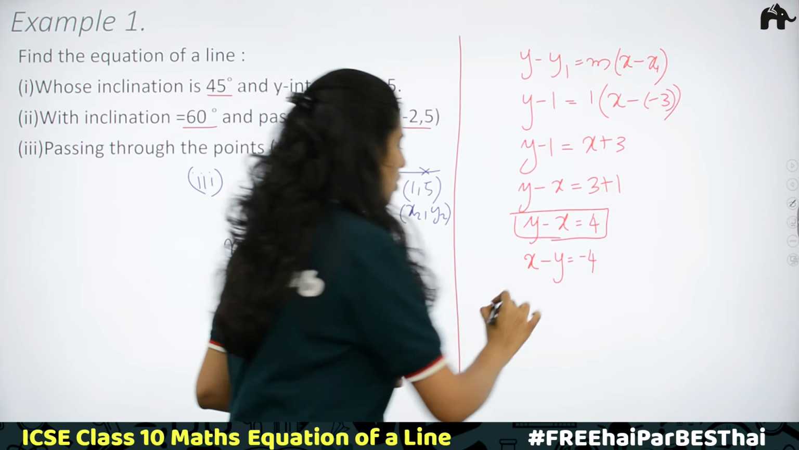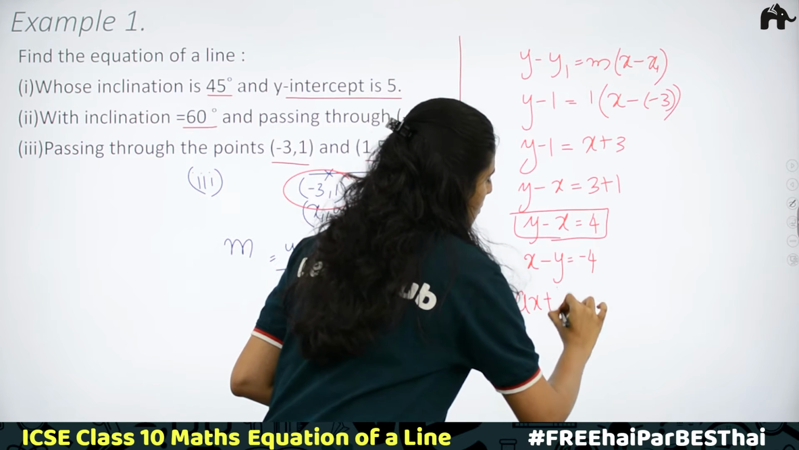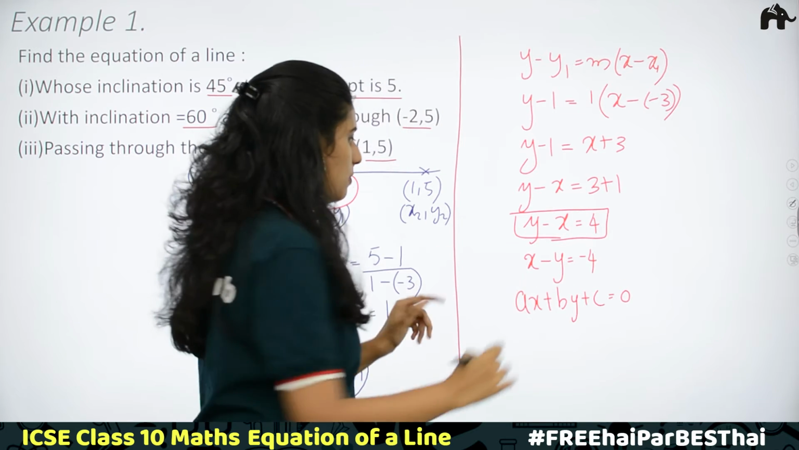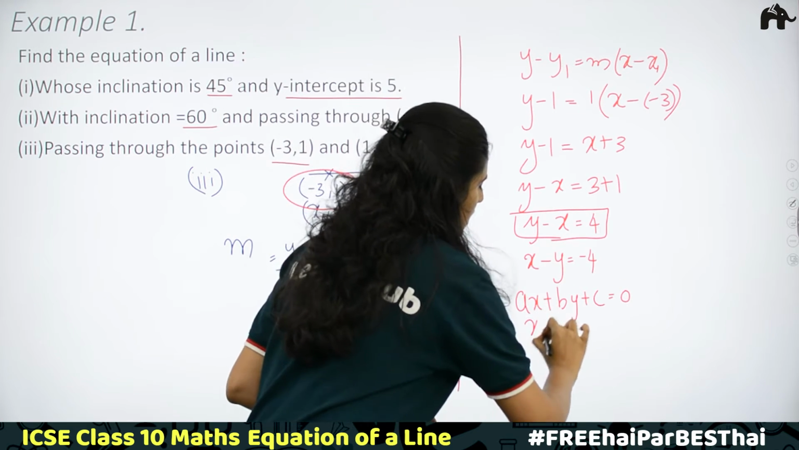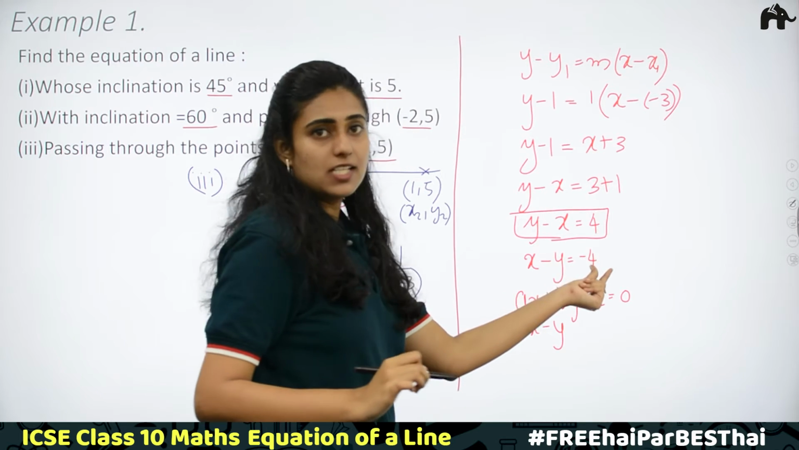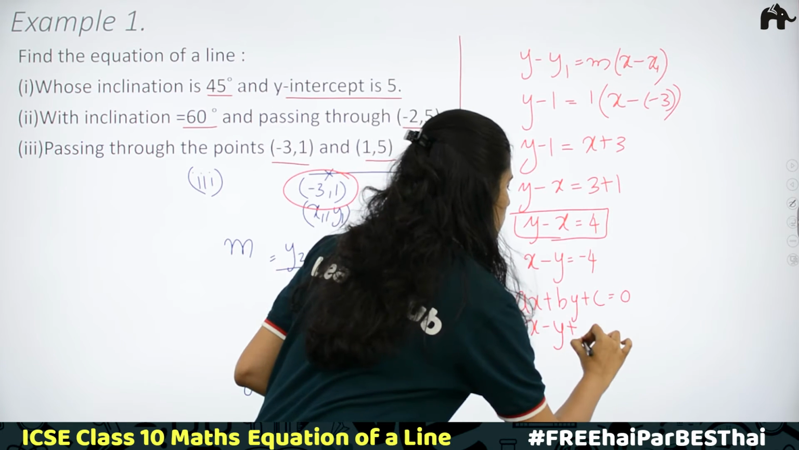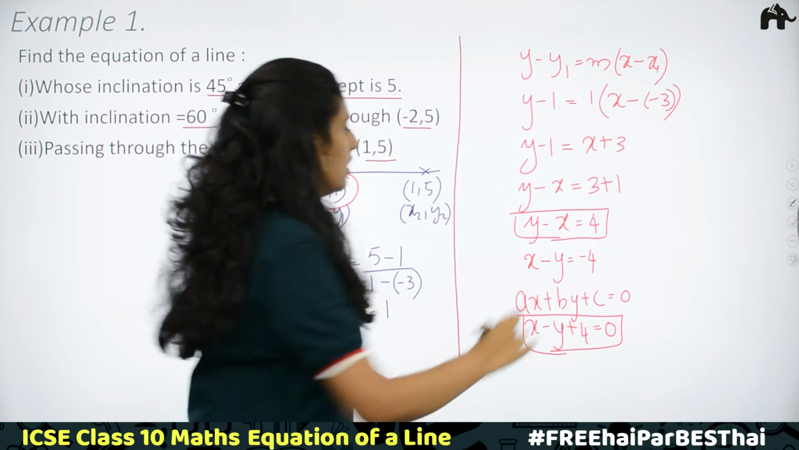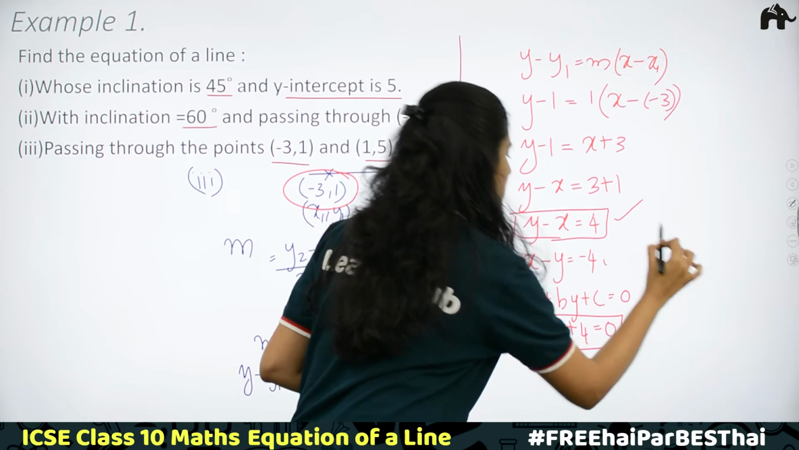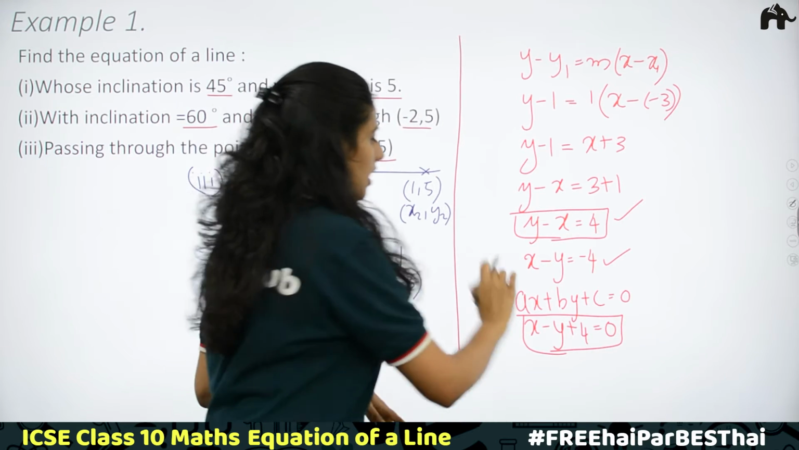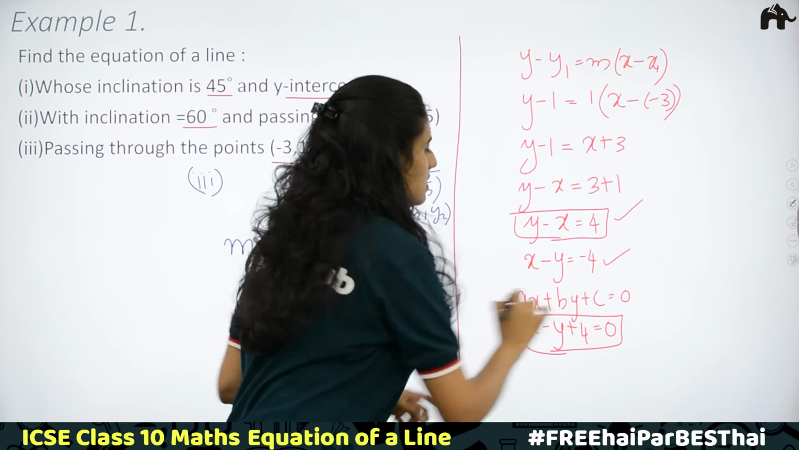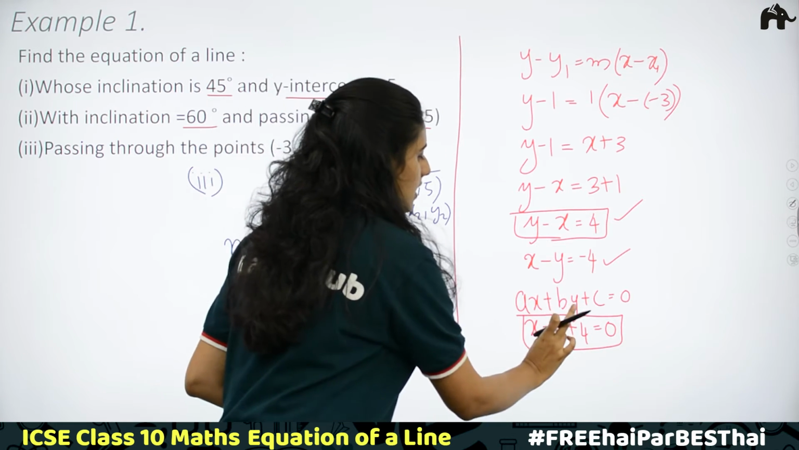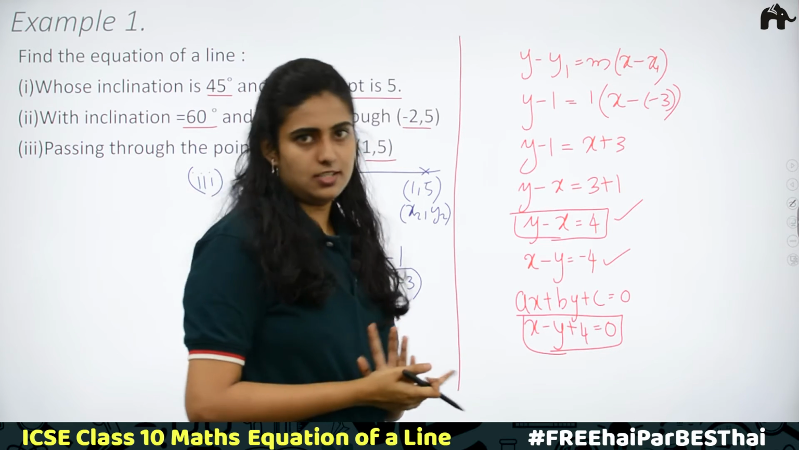There is a standard form, that is ax plus by plus c is equal to 0. If you are converting to the standard form, here we have x minus y, taking this minus 4 to the opposite side, plus 4 is equal to 0. This is the standard form. But this and this are all correct. Any of these you can write. So, just remember the standard form, that is ax plus by plus c is equal to 0. You should have the x, you should have the y and the constant here.